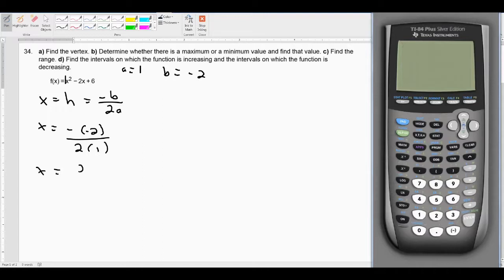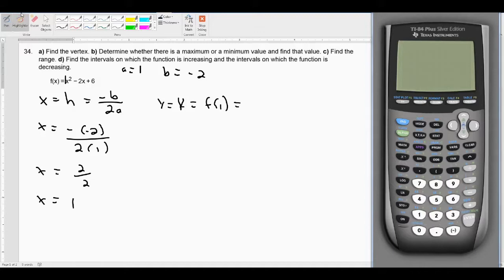A negative negative is a positive 2. 2 times 1 is 2. So that means the x value of our vertex is 1. Now we need to find the y value. A lot of books use k. So to find the y value or the k, what you basically are going to do is find f of 1.